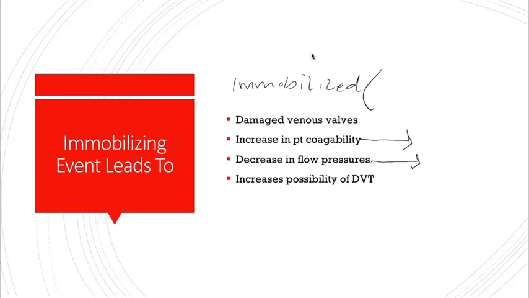And then it says the three primary factors that lead to venous thrombosis are vessel damage, flow stasis, and hypercoagulability, which all three of them are known as Virchow's triad.